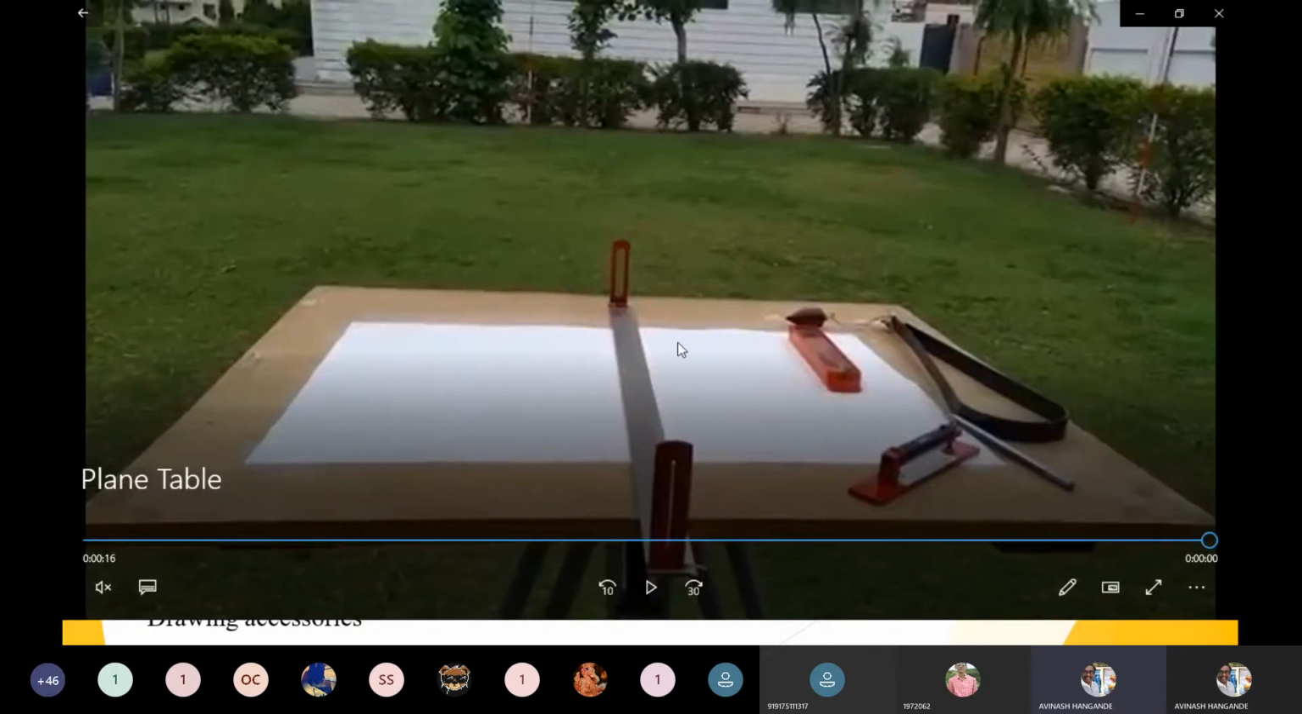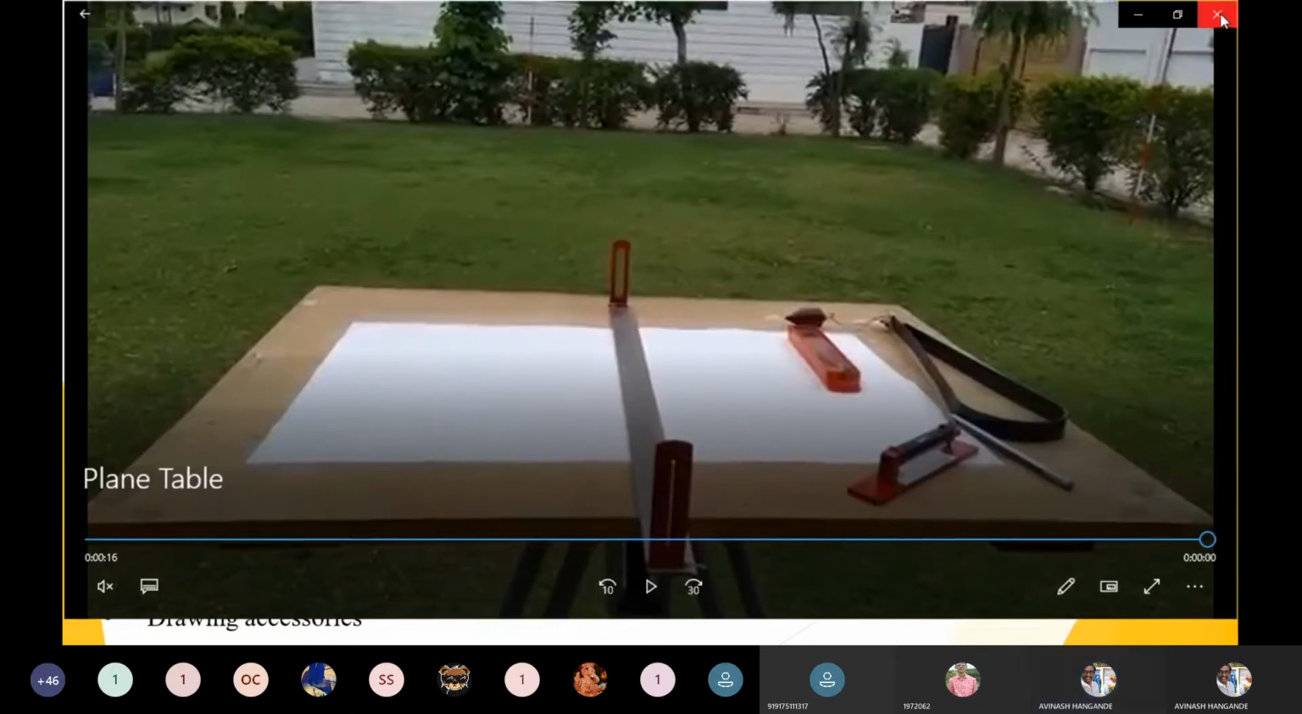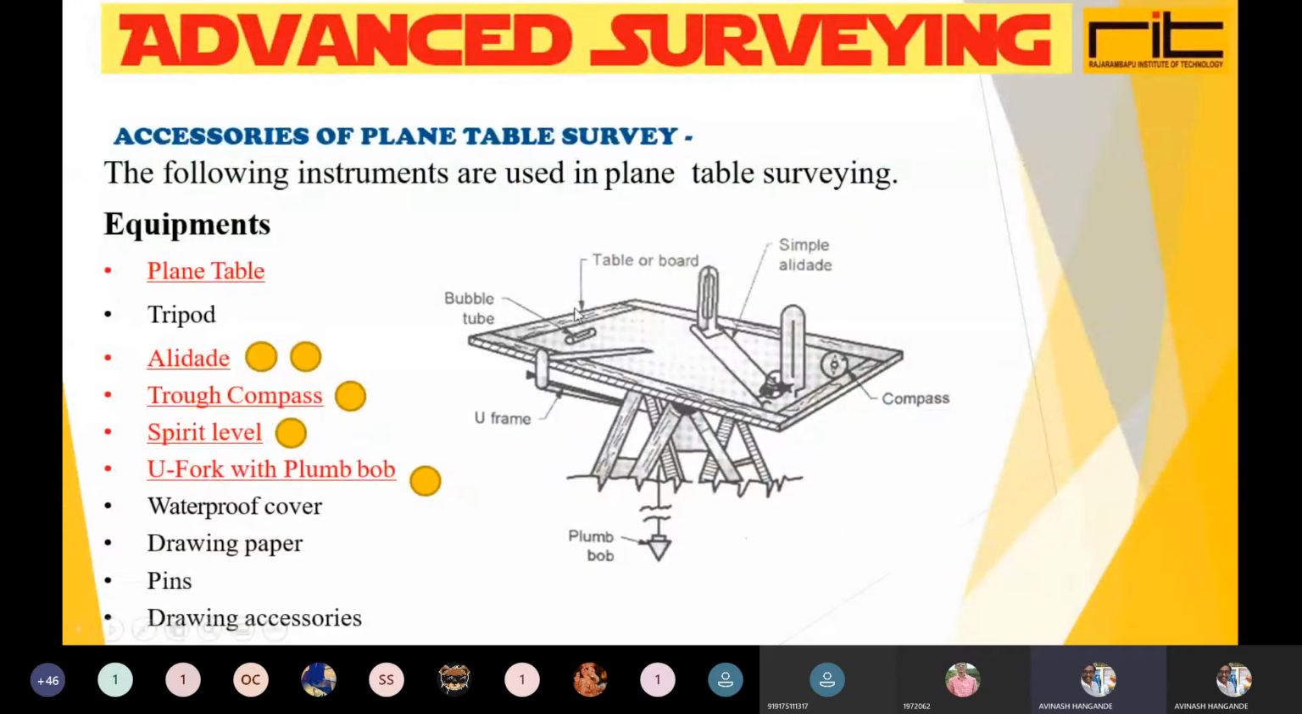So I think you have the idea what a plane table looks like, and what the different accessories are. So this is regarding the plane table. The plane table is used to fix the drawing sheet. Then the tripod stand. Over the tripod stand we fix our plane table. So that is the use of this tripod stand.